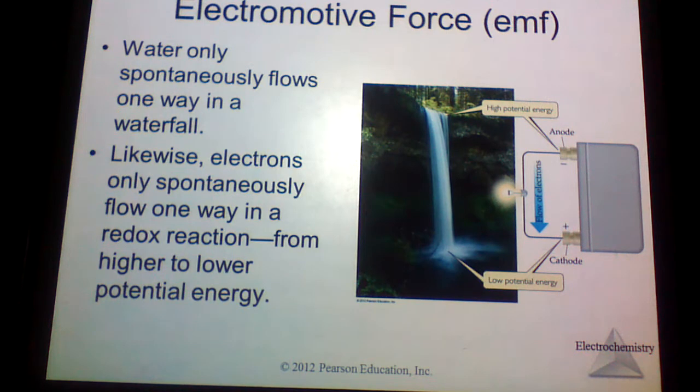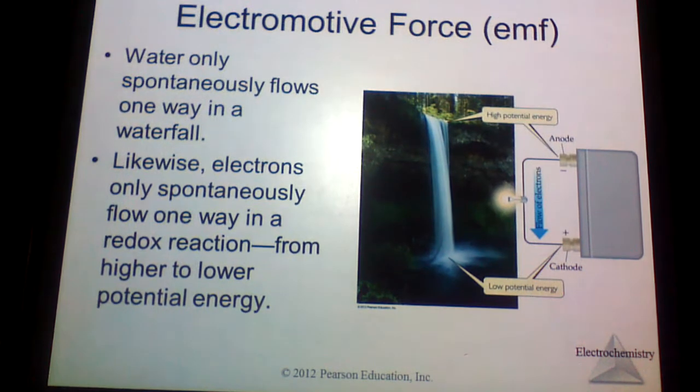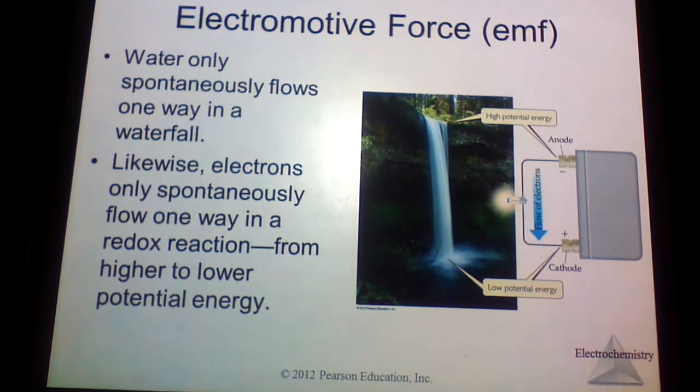Okay, so an analogy for electromotive force would be like a waterfall. Now, water will flow spontaneously over a waterfall just because of a difference in potential energy from the top of the waterfall to the bottom of the waterfall. It's very similar in how electrons will travel. So electrons will flow spontaneously through some circuit from the anode to the cathode, and they do this because of a potential energy difference.